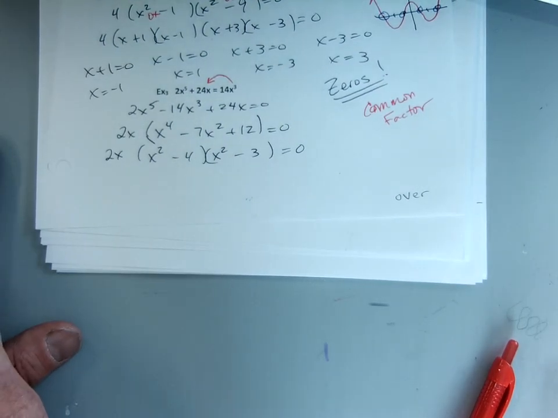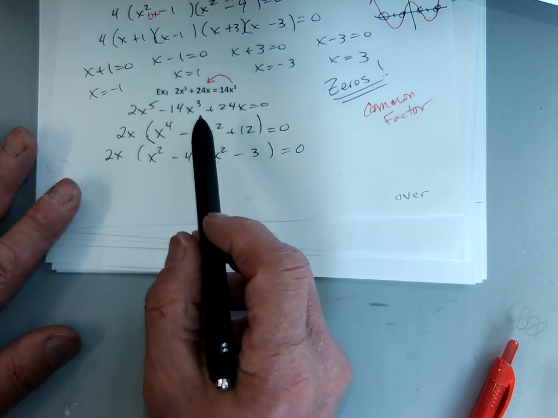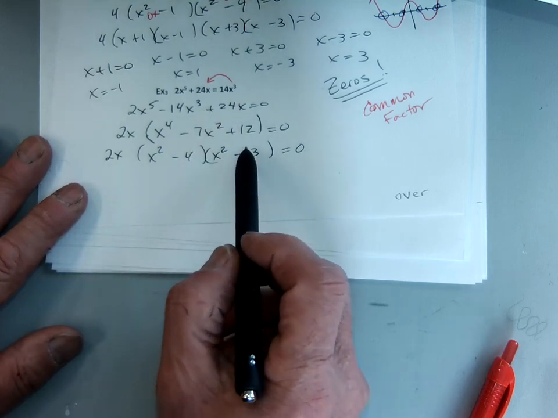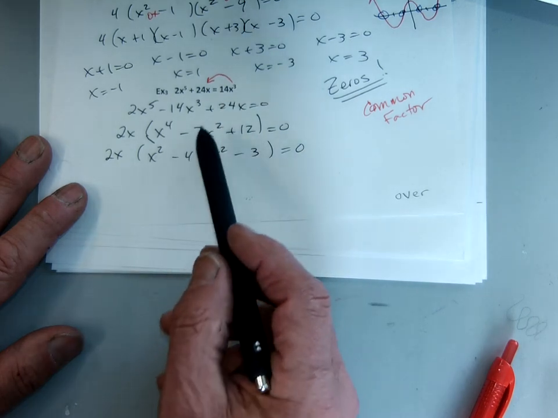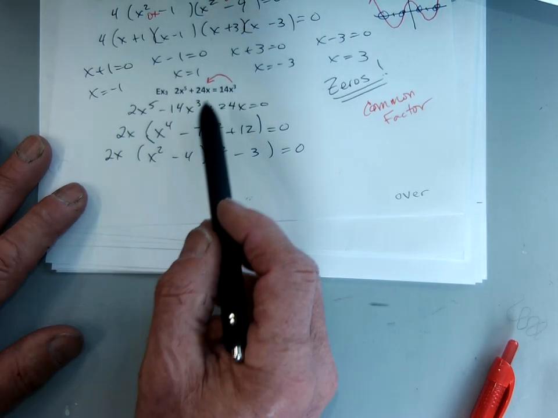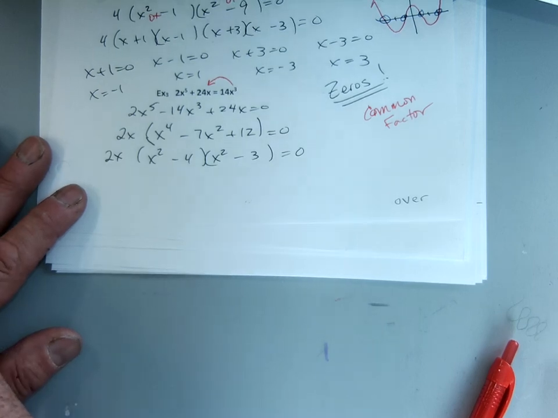Wait. Why did you put the cube on the 24? No, he was making it 0, so he had to take it from the other side. Okay. Thank you. I was confused.